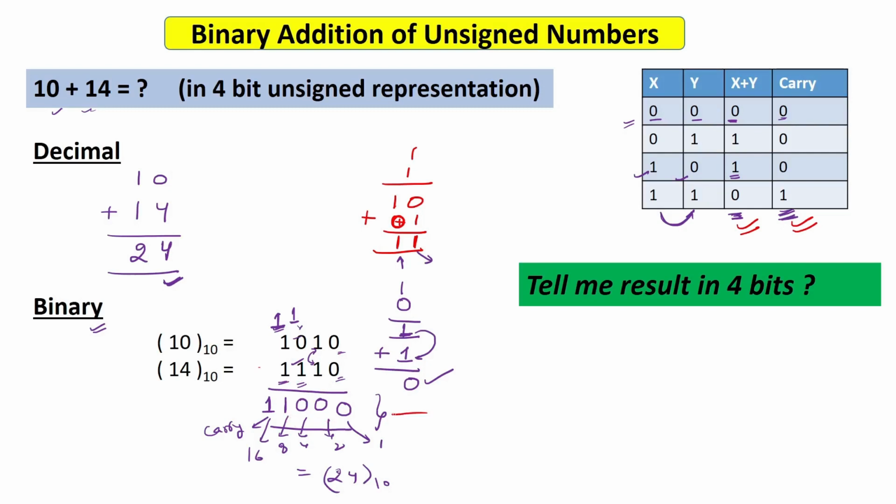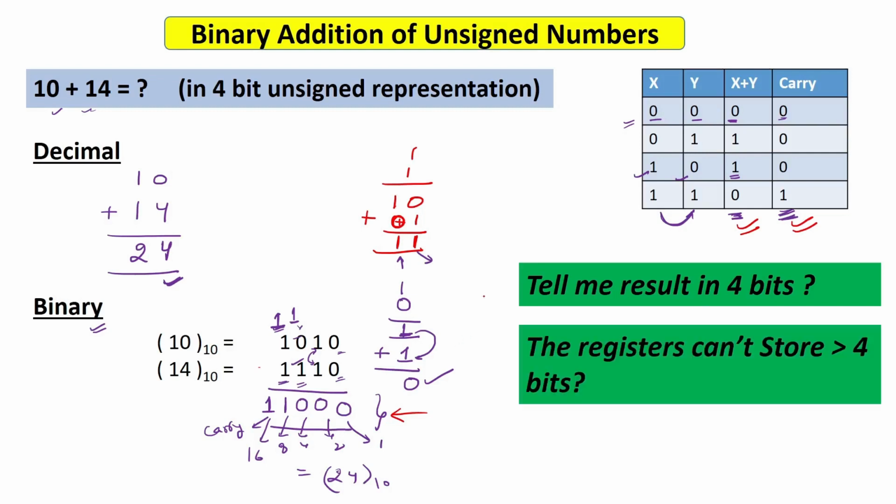That means this answer that you are getting, tell me the result in 4 bits only. Or you can say in your computer or inside your CPU, you have various registers which store your data for a temporary time. The registers have a size, they can be of 4 bits, they can be of 8 bits and so on.